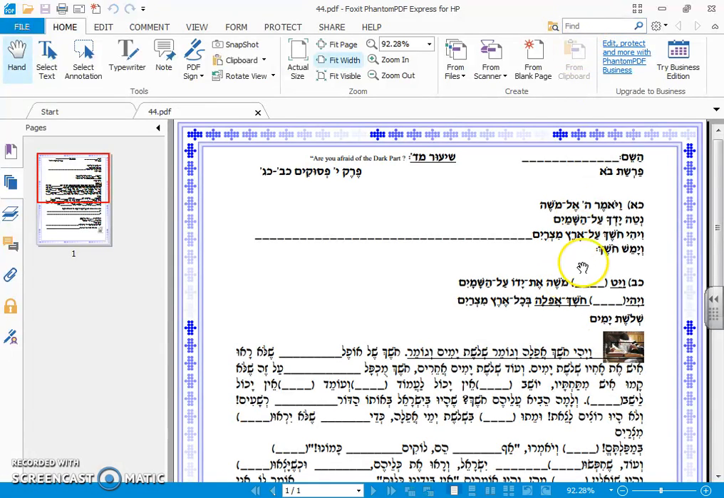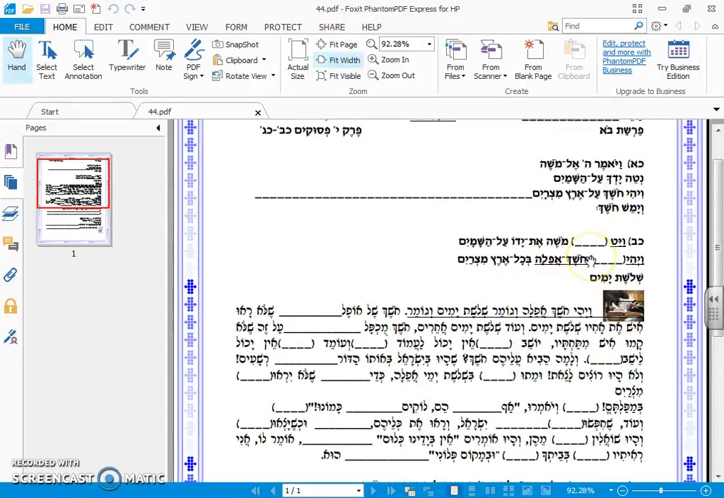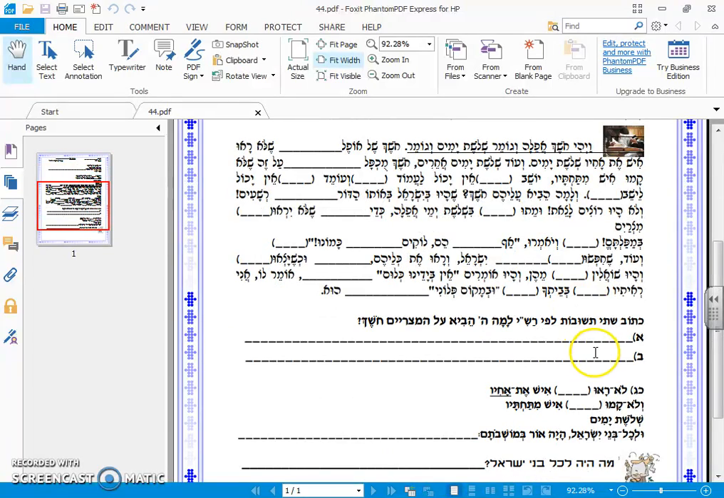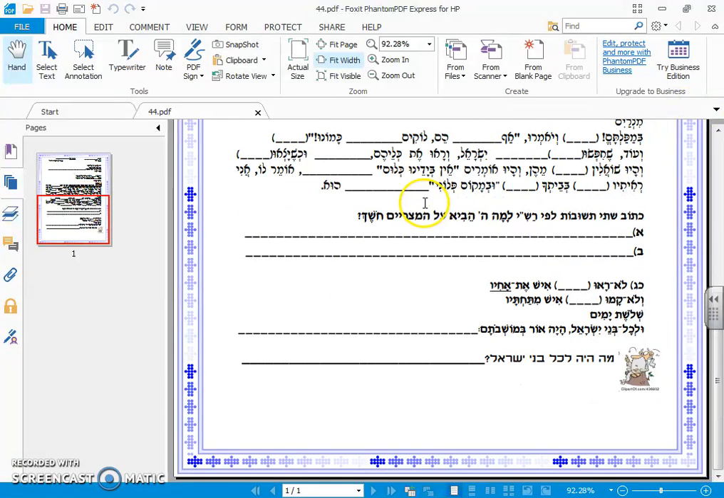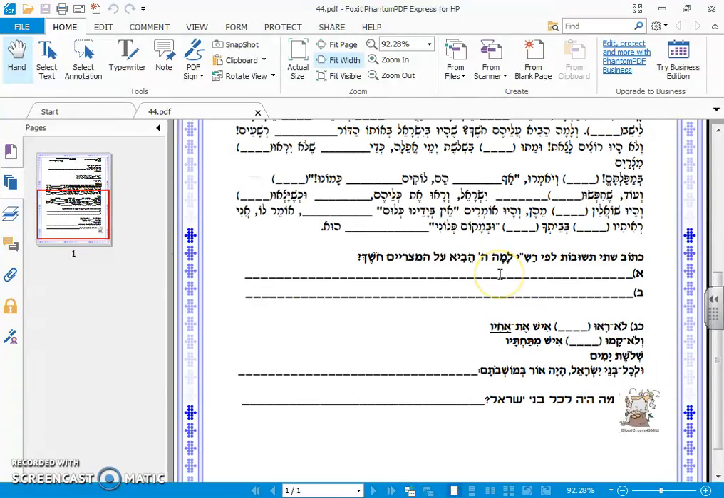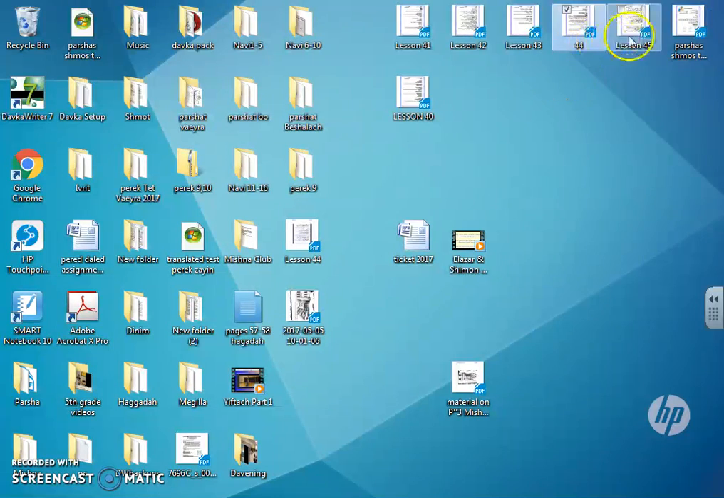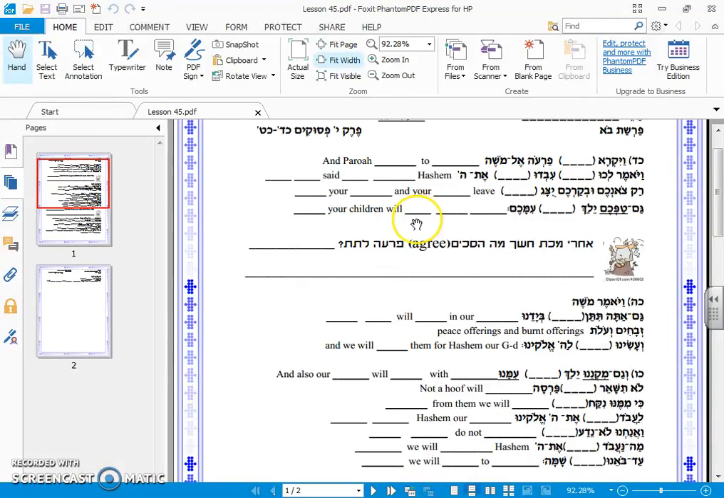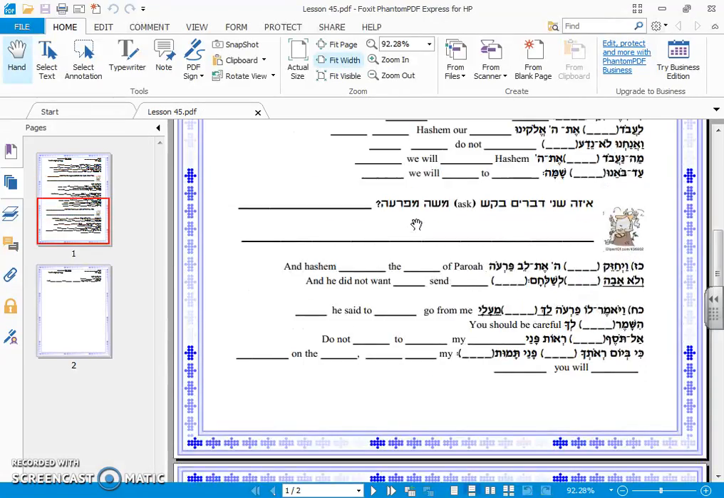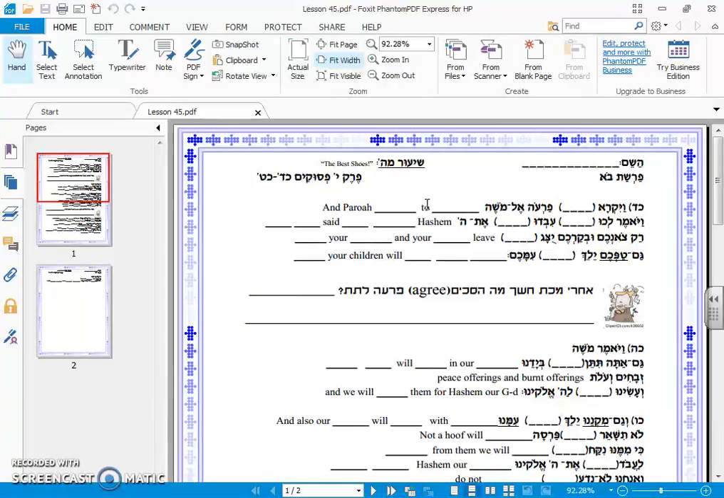Lesson 44 has some psukim, has a Rashi. They have to answer the two questions of the Rashi. They don't need to fill in the blanks in the Rashi. They have to answer this pasuk. And there's one question here on the bottom. And in lesson 45, there is psukim from Chav Dalet to Chav Tet, where they have to fill in the blanks. That is what they have to do for that lesson.